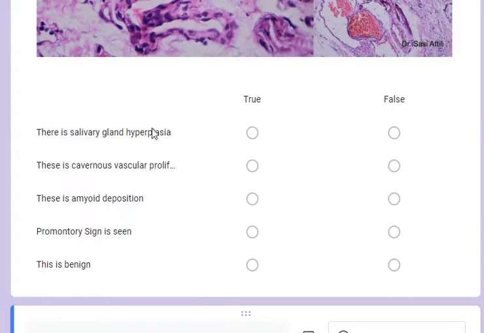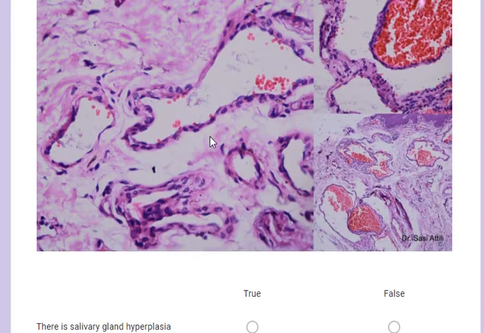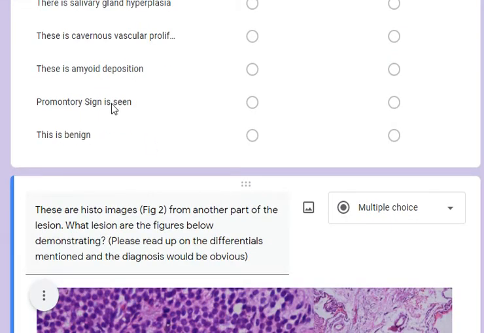All right. So there is no salivary gland hyperplasia. These are all blood vessels. So there is cavernous vascular proliferation. There is no amyloid deposition. This is not amyloid. Here you're looking at this, you may think this is amyloid, but this is blood vessels.